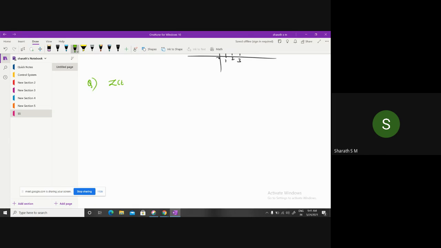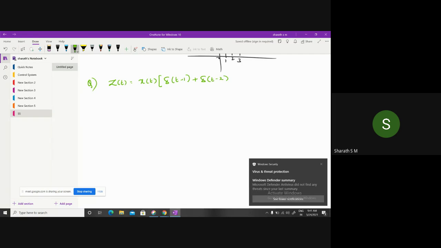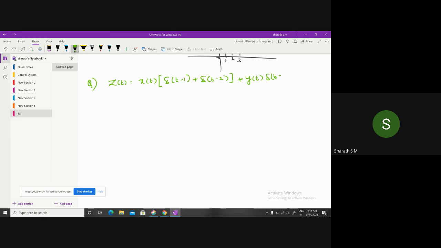z of t equals x of t into delta of t minus 1 plus delta of t minus 2 plus y of t into delta of t plus 2.